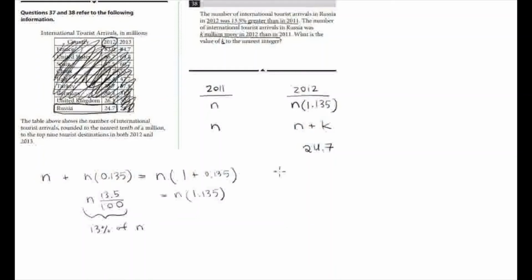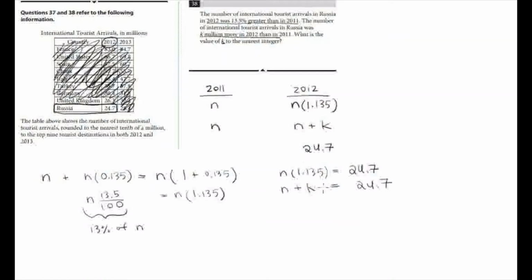So what you essentially have is n times 1.135, that's equal to 24.7. And then you also have n plus k is equal to 24.7. So now you've set up a linear system of equations. You have two equations and two unknowns, and therefore you can solve for both of those unknowns.